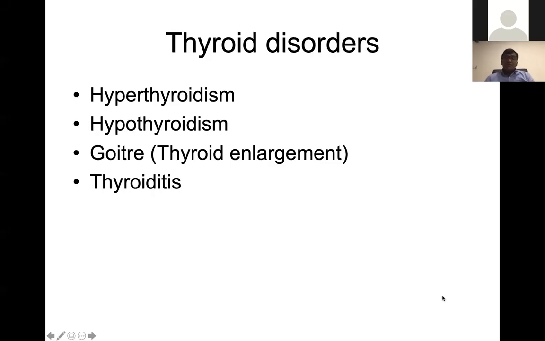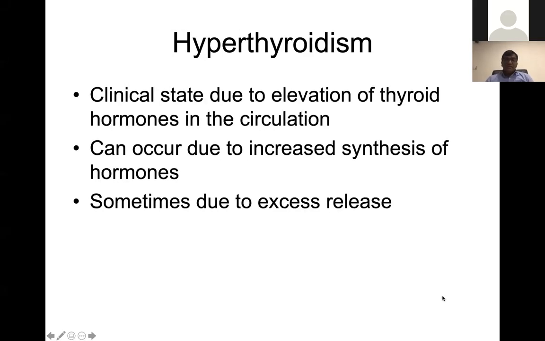Hyperthyroidism, hypothyroidism, goiter, and thyroiditis. Just to recap, I think a lot of you have gone through these things in the endocrine module. What is meant by hyperthyroidism? It's mainly a clinical state due to elevation of thyroid hormones in the circulation, mostly due to increased synthesis of thyroid hormones, but very rarely can be due to excess release.